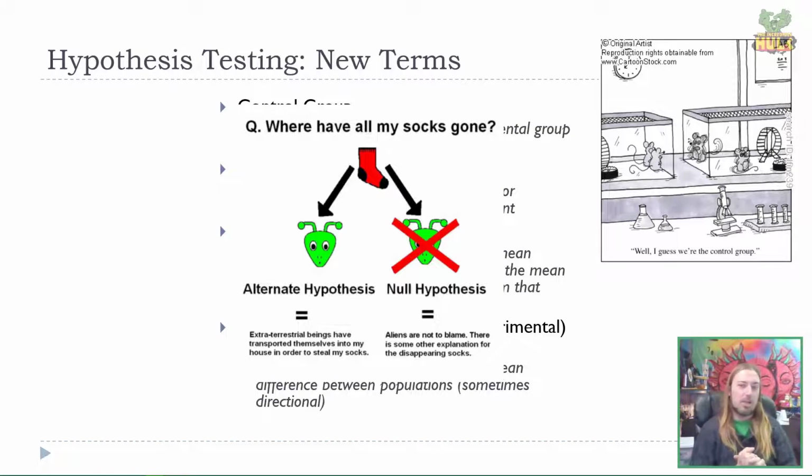What's the null hypothesis then? The null hypothesis says aliens are not to blame. There is some other explanation for the disappearing socks. There's no relationship, in other words, between aliens and the disappearance of the socks.